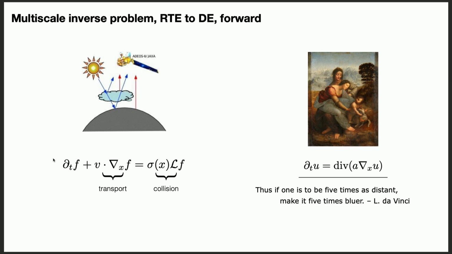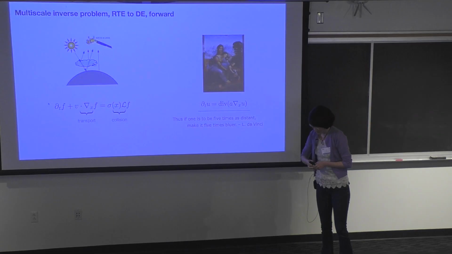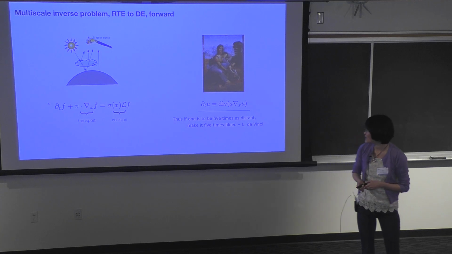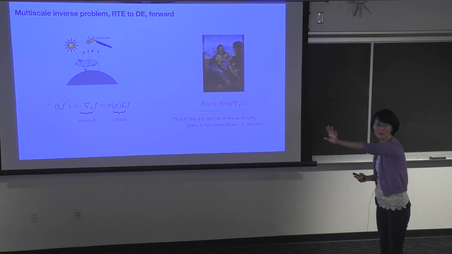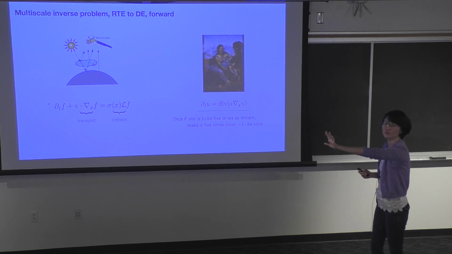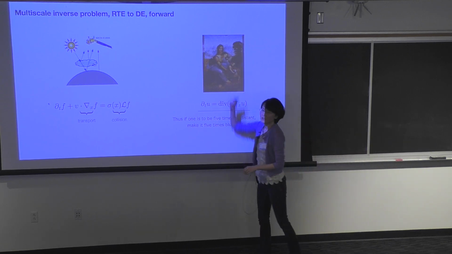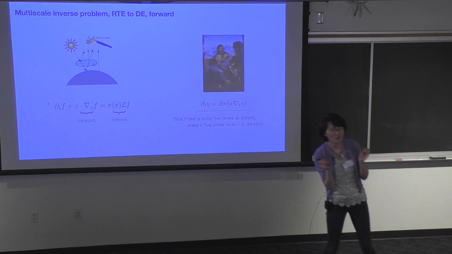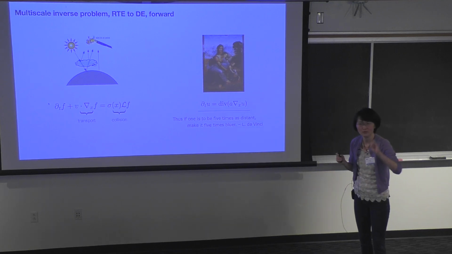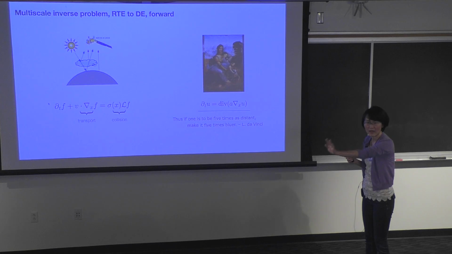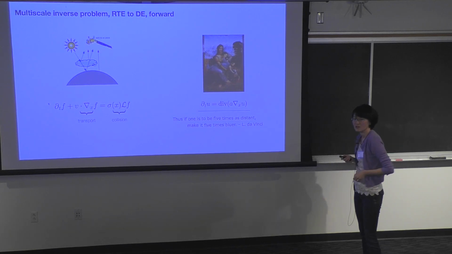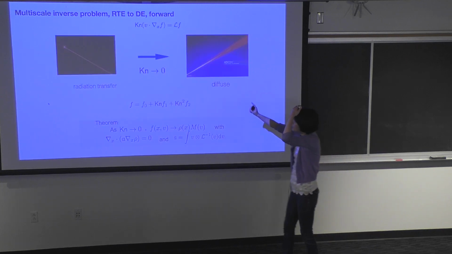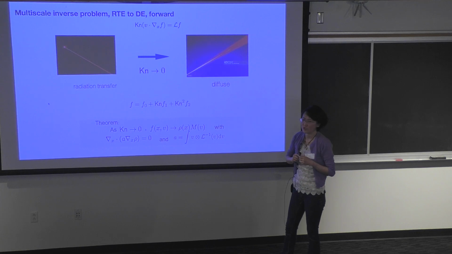So that's their description. Another description was hinted 500 years ago by Da Vinci. He was saying if you move an object 5 times away from you, this object looks 5 times bluer. So the mountain in the background is very blue. He was basically hinting that blue light, in the entire spectrum of light, is the most diffusive one. So the diffusion equation is a way to go. Now the question is, you have two types of equations.